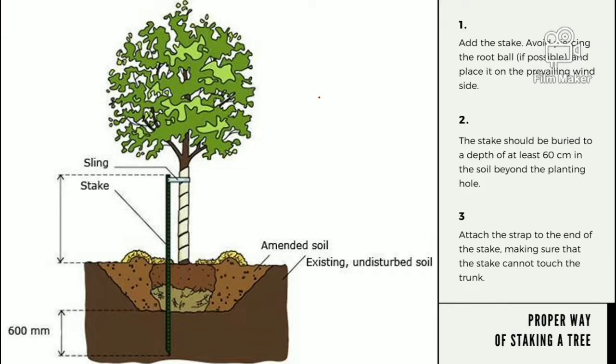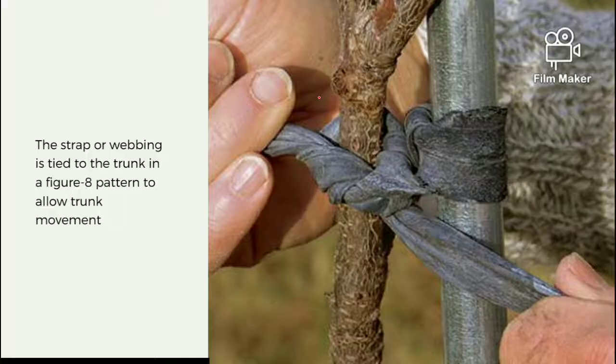So there is a proper way of staking a tree. Number 1 is to add the stake and avoid piercing the root ball. Place it on the prevailing wind side. Number 2, the stake should be buried to a depth of at least 60 centimeters in the soil beyond the planting hole. Number 3 is to attach the strap to the end of the stake, making sure that the stake cannot touch the trunk. When tying the webbing, you should use a figure-8 pattern so the tree can still have free movement.